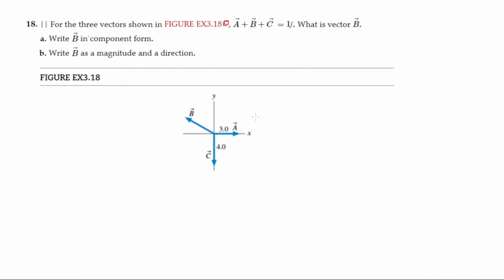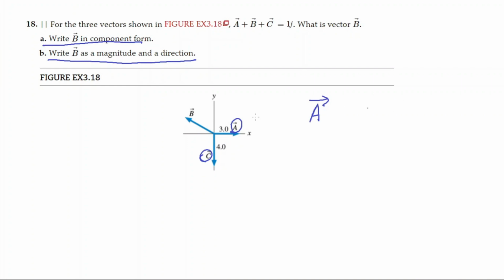Alright, so for number 18, we have 3 vectors shown, vector a plus vector b plus vector c equals 1 unit of the y component. What is vector b? So we're going to answer these after we figure out what is vector b, and rather the components of it. So let's write down what we know of vector a and vector c. So let's write it down the same way I did in the previous question.